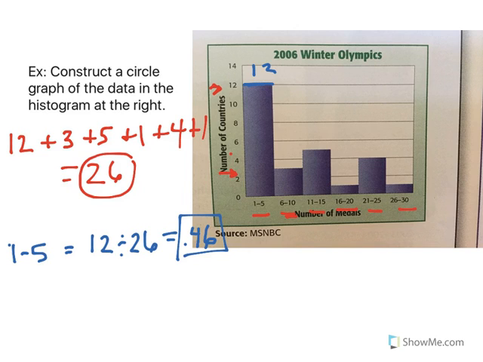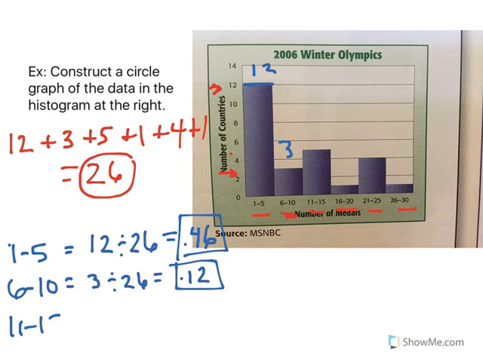So from 6 to 10, we said it was about 3. So we're going to take 3 divided by 26. Again, you can use a calculator. We're going to get about 0.12, 12% of the graph. And then from 11 to 15, says about 5. So we're going to take 5 divided by 26. And that's going to be 19%, or 0.19 of the graph.